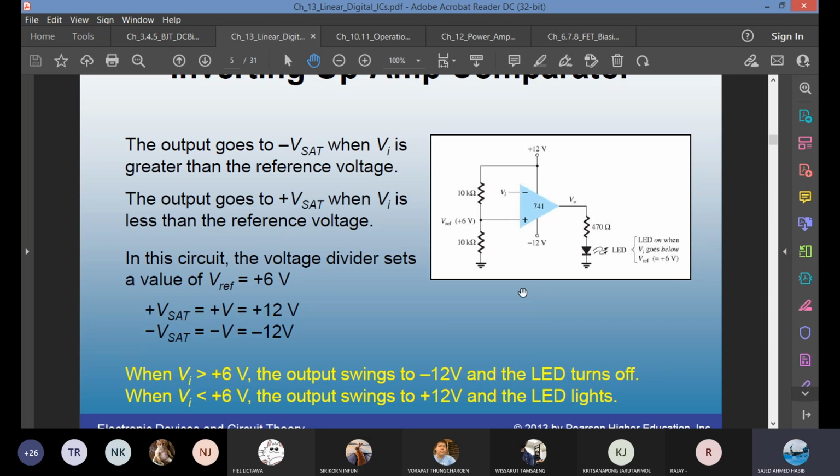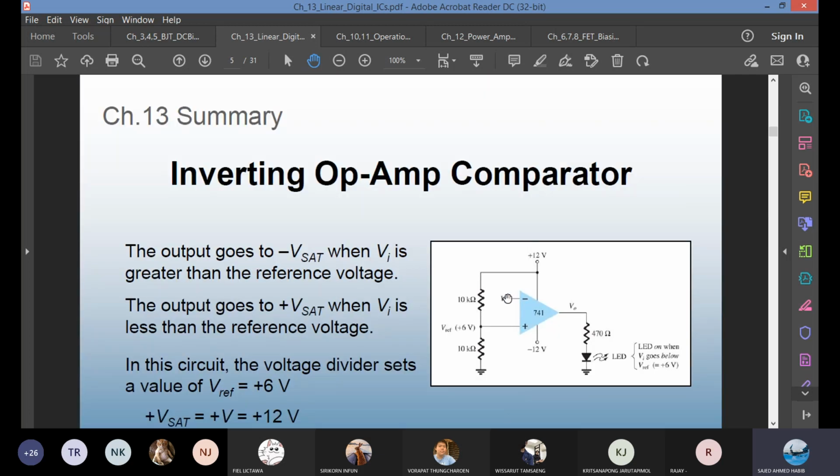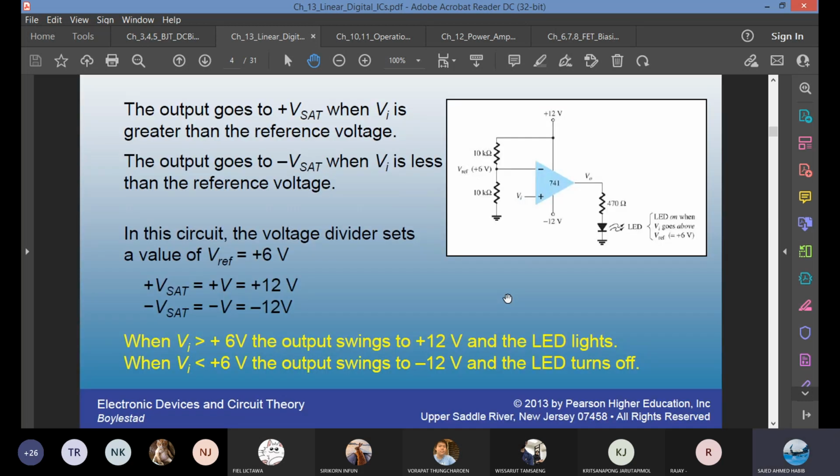Or you can remember in another way. When V plus is greater than V minus, which always means V minus is less than V plus, always you have a positive. When V plus is less than V minus, or V minus is greater than V plus, always negative. Kind of confusing, but I think you just choose one of the tricks.